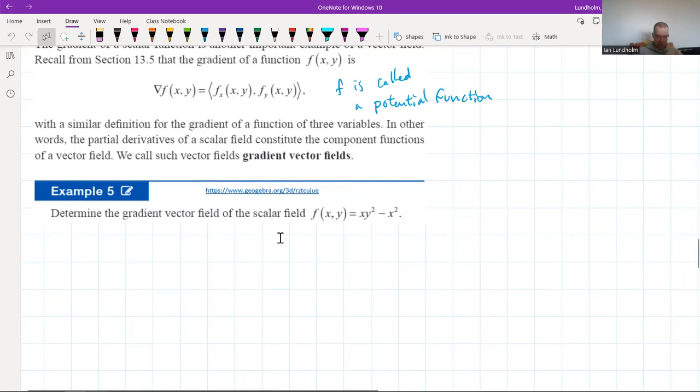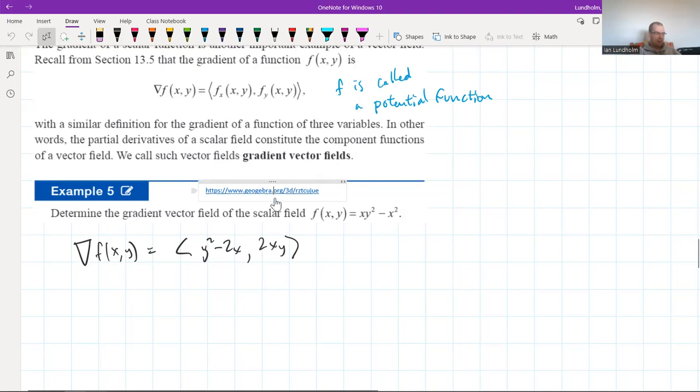But if we wanted to look at the gradient vector field, all we need to do is take the gradient of xy. Partial derivative with respect to x would be y squared minus 2x. And partial derivative with respect to y would be 2xy. And that's it, because the other part just goes away. Okay, that's pretty boring. I mean, that is the gradient vector field.